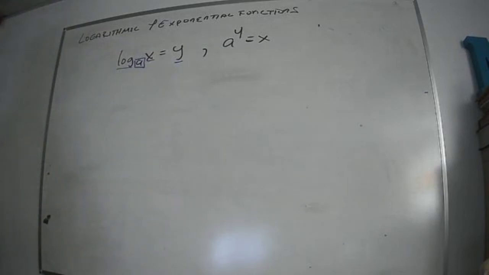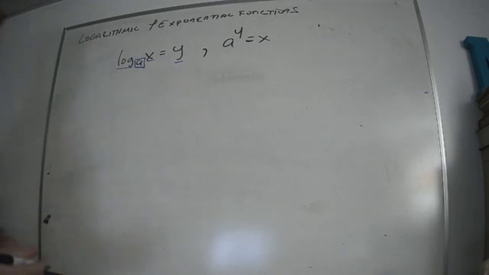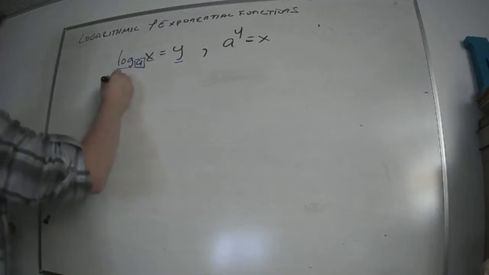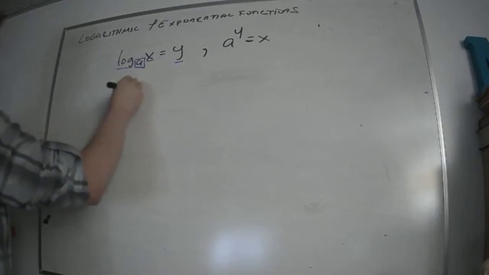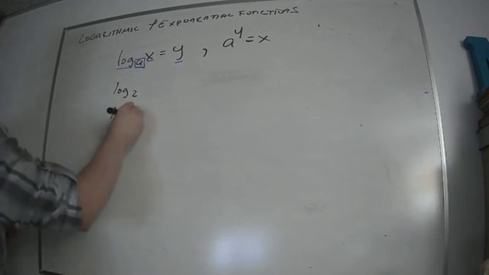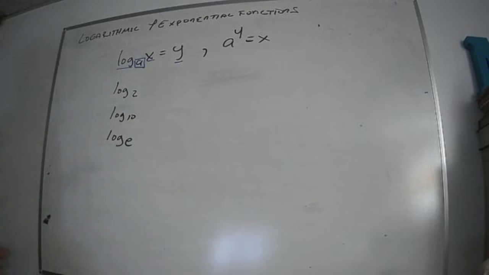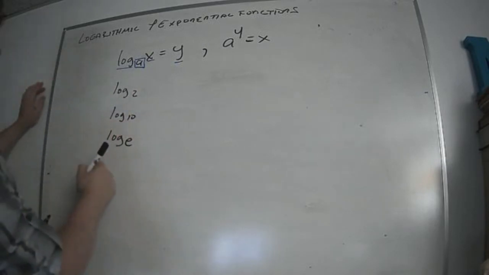All right, so there's three types of logarithm we can use. Now, technically, a can be any real number. But really, only three numbers are in common usage. Logarithms can be in this form, this form, this form. So there's logarithms of 2. These are binary logarithms.